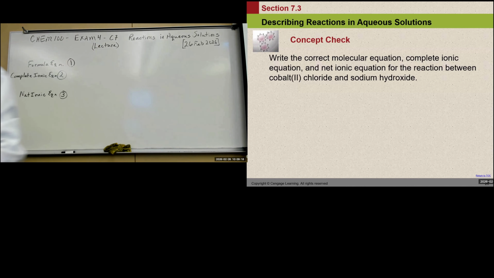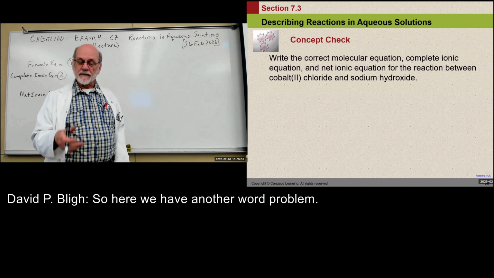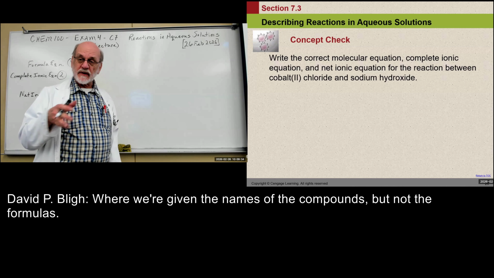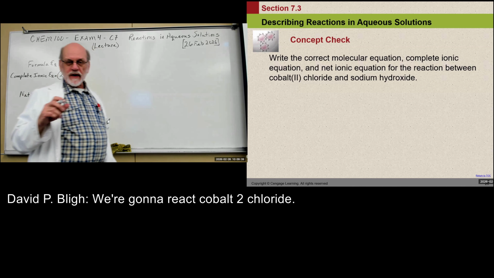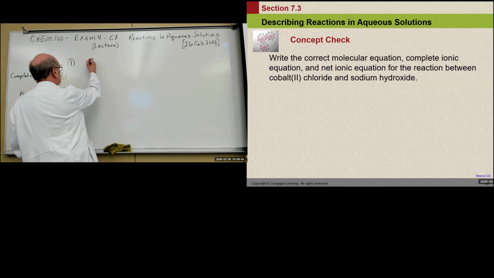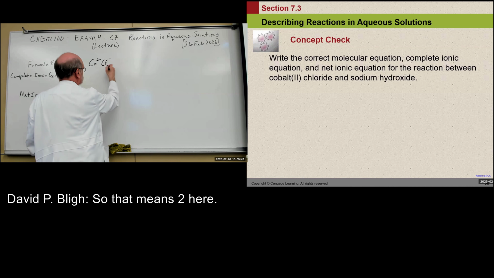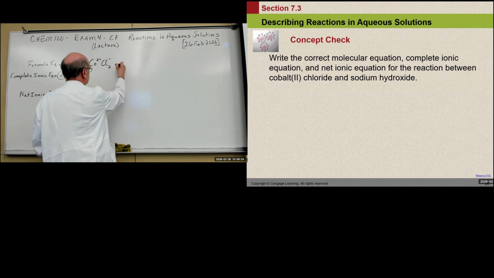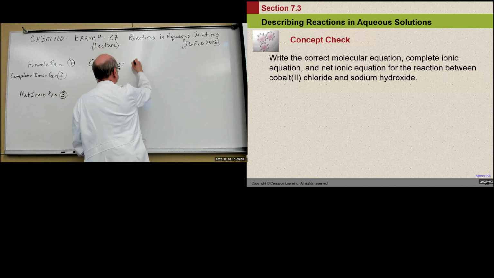Let's see how we're doing on time and topics. All right, I'm going to have to move it along pretty quick. So here we have another word problem where we're given the names of the compounds, but not the formulas. So you have to know how to write these formulas. We're going to react cobalt-2 chloride. Cobalt-2 chloride. So that means 2 here. With what? Sodium hydroxide.